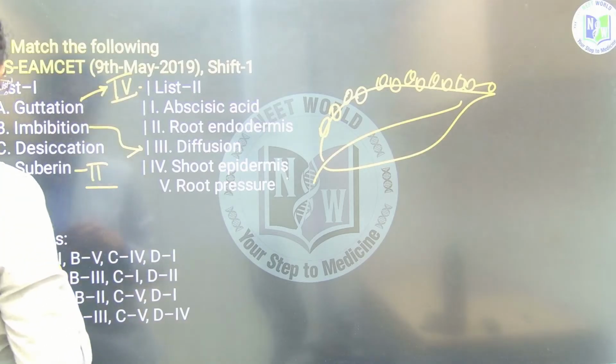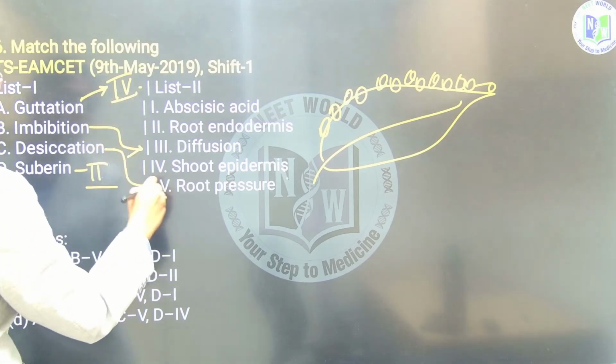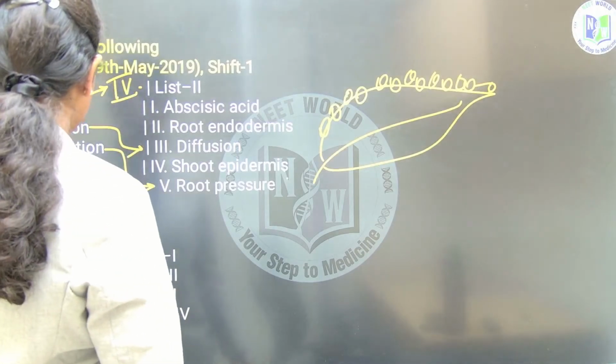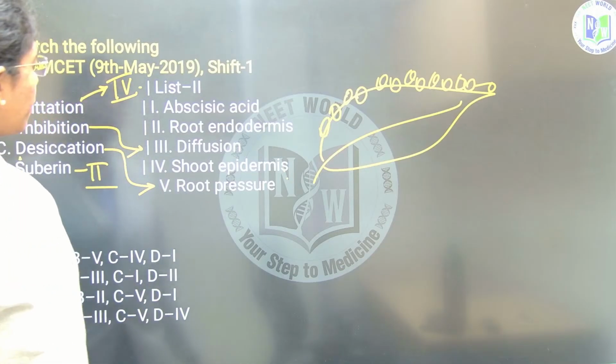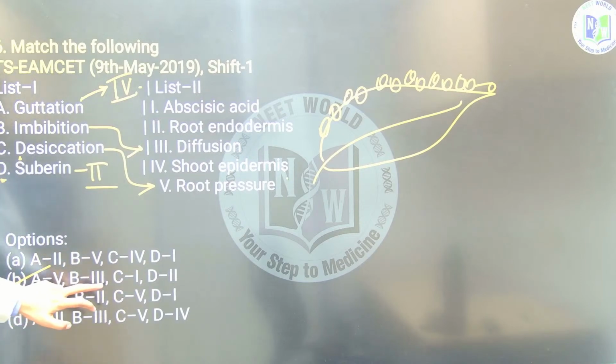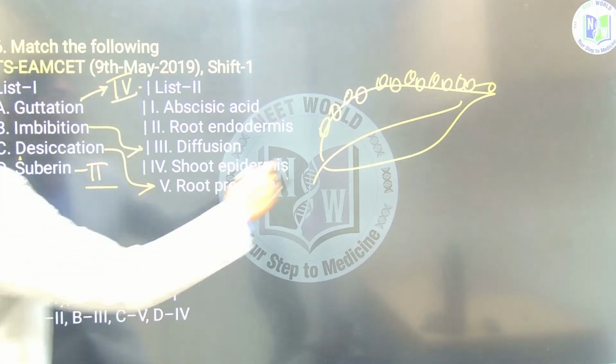Desiccation is seen because of what? Root pressure. So here guttation is seen in the shoot epidermis. Imbibition is observed because of what? Diffusion by solids. And desiccation, root pressure, and suberin depositions are observed in the root endodermis. The option will be B. Yeah. Next question.